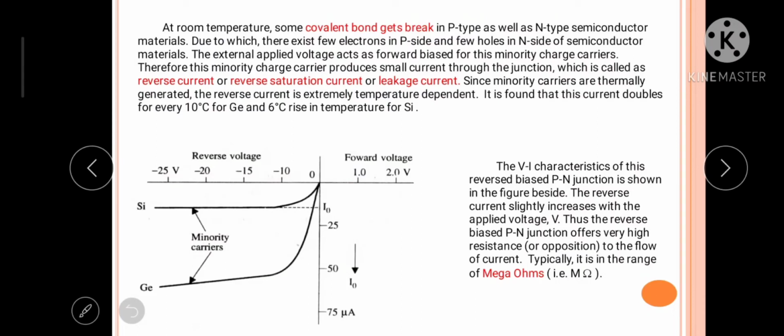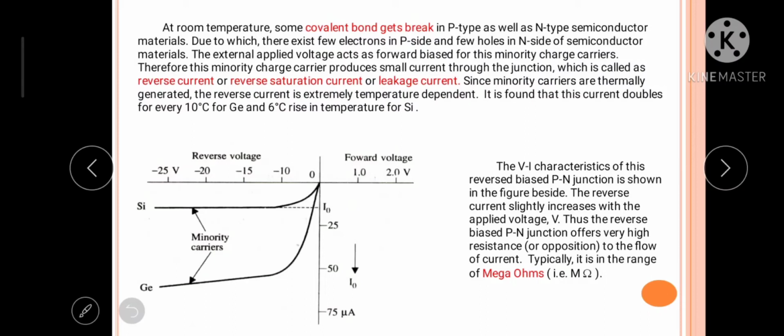Since minority carriers are thermally generated, the reverse current is extremely temperature dependent. It is found that this current doubles for every 10 degrees Celsius for germanium and 6 degrees Celsius for silicon material.